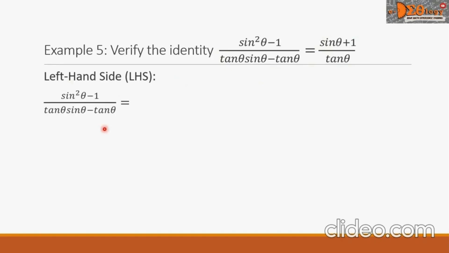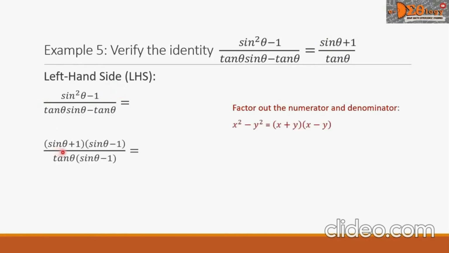Let's start the simplification. We will do factoring in the numerator and in the denominator respectively. Look at the numerator here. We can see that this is a difference of 2 squares. This number 1 is a perfect square. So the numerator can be factored out into sine theta plus 1 times sine theta minus 1. In the denominator, there is a common factor, and that is tangent theta. If we factor out that common factor, which is tangent theta, the remaining term here is sine theta, then minus what remains here is only 1.